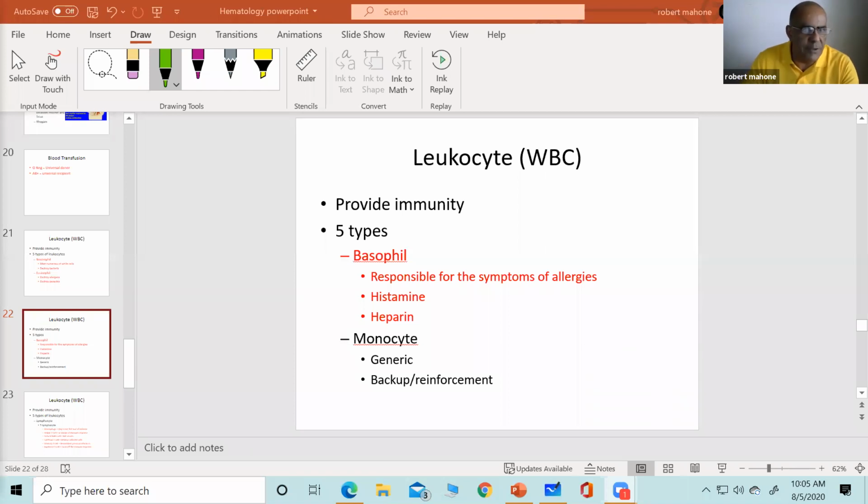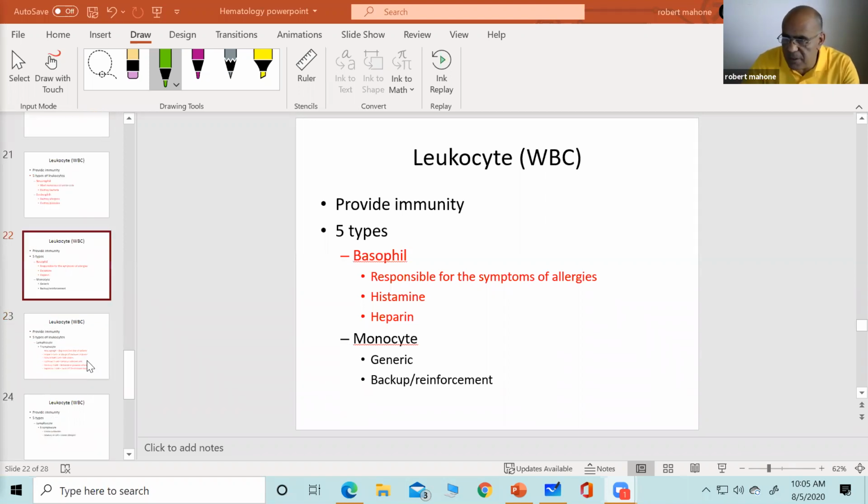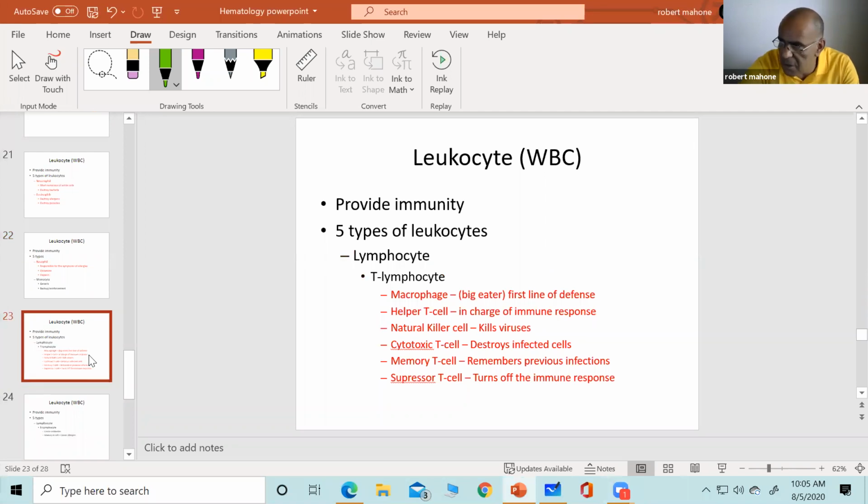All right, so we're back. And we said that there are 5 types of white cells. We've talked about 4 of them. The 5th type is going to take us into the deep end a little bit. The 5th type of white cell is called a lymphocyte.